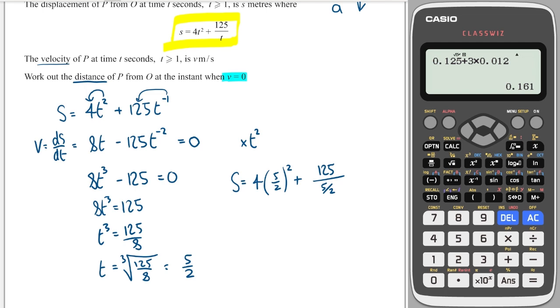Okay, so to the calculator we go. We do 4 lots of 5 over 2 squared plus 125 over 5 over 2. And we get 75, which is a nice round number, so I feel like that is good.